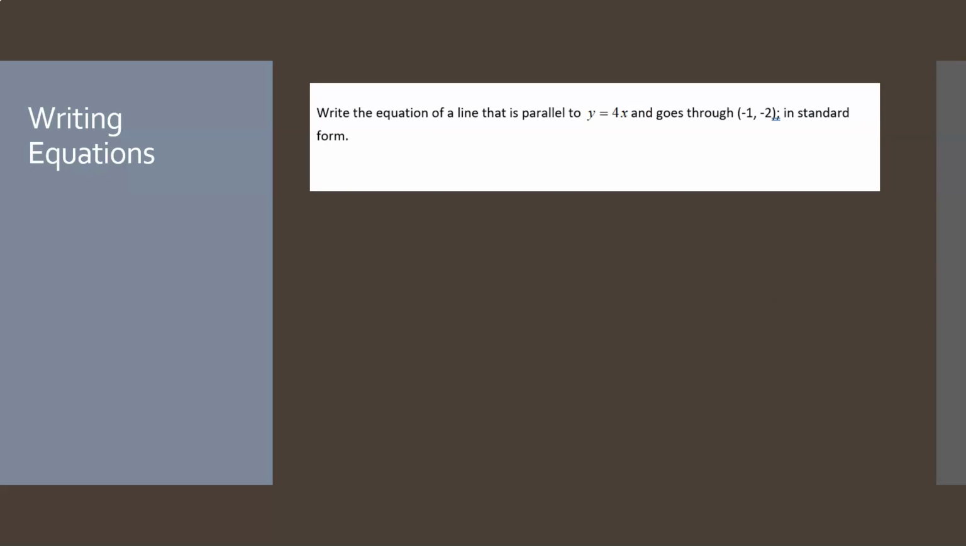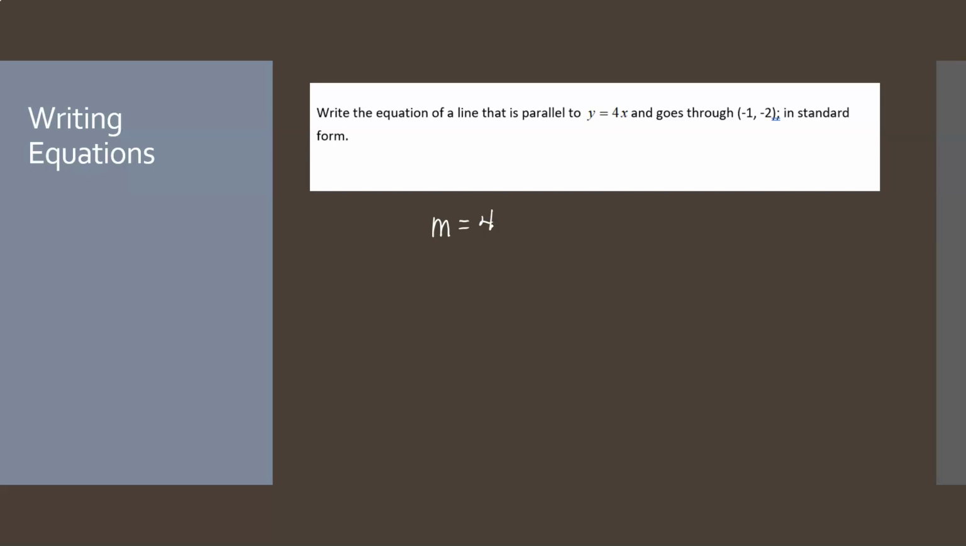Write the equation of a line that is parallel to y equals 4x and goes through (-1, 2) in standard form. Okay, so we've got to read the whole thing carefully so we make sure we're writing it in the right form. So first, let's identify our slope. We know that parallel lines have the same slope, so our slope is 4.